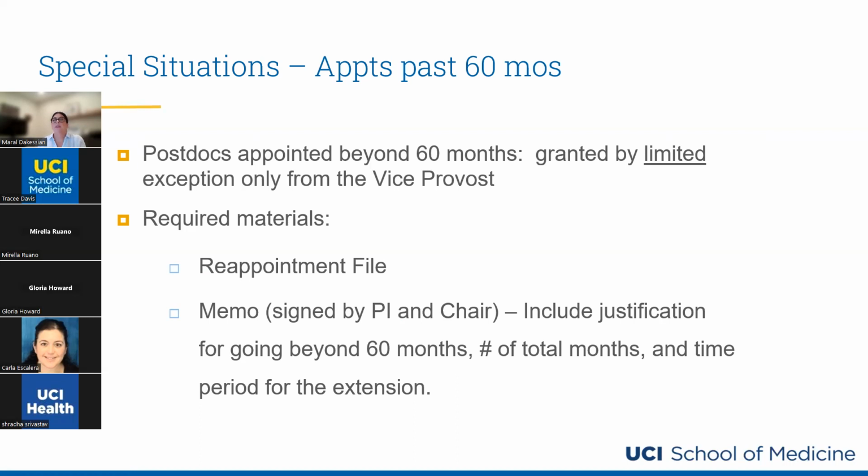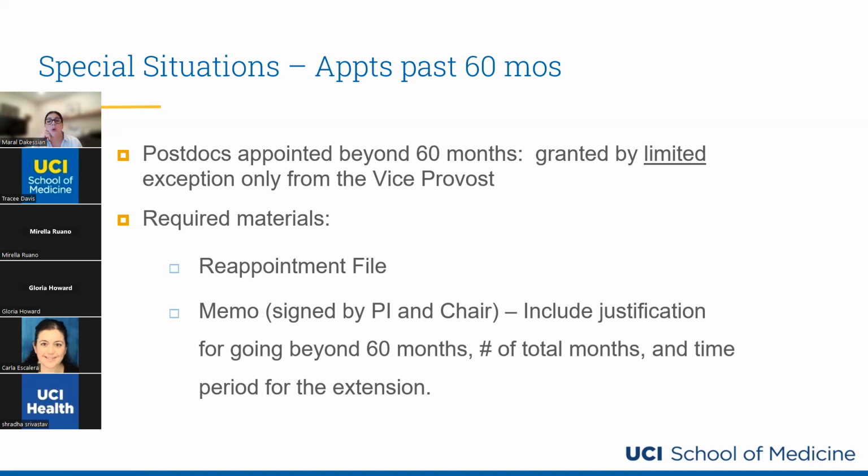In some cases, we have situations where the PI or the postdoc wants to be appointed beyond 60 months. This is very rare, but it does happen. The VP is in charge of approving that, and she does so in very limited cases. She has said no at times when I thought she would for sure approve it. And then sometimes she comes back and says, yeah, sure, at times when I thought, oh no, this isn't going to get approved.